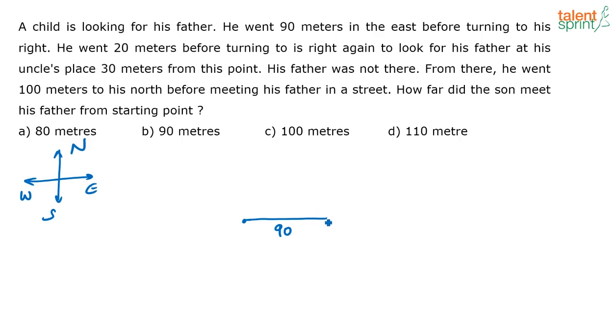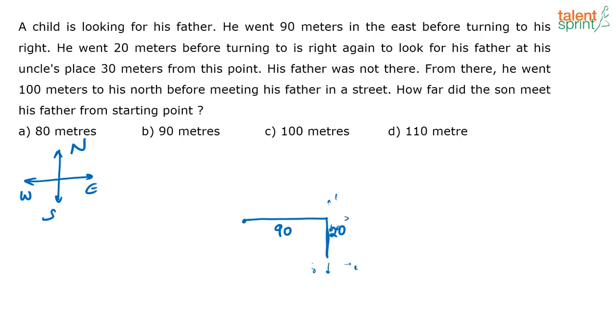So he is turning to his right, which means the person is now facing in the east direction. So this is going to be his left and this is going to be his right. So he is turning towards his right, correct? And then he is going 20 meters in this direction, and again he turns to his right. So again turning to his right means the person is facing south, so this has to be his right and this has to be his left.